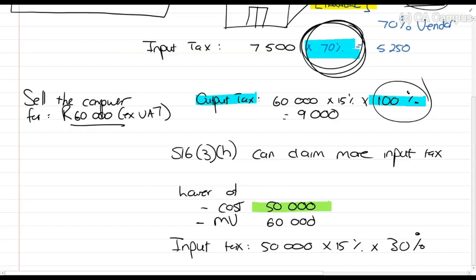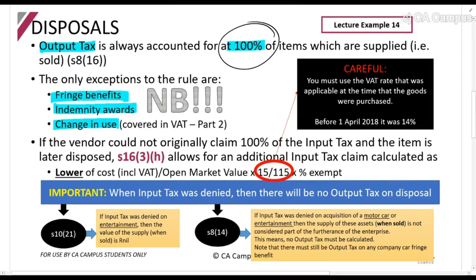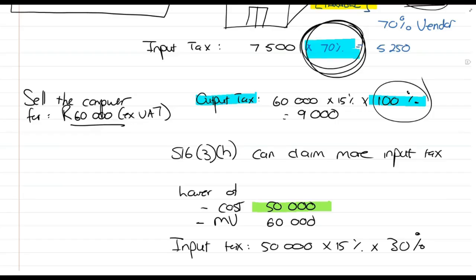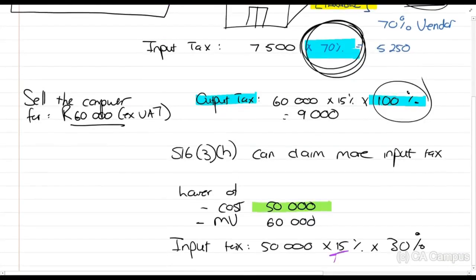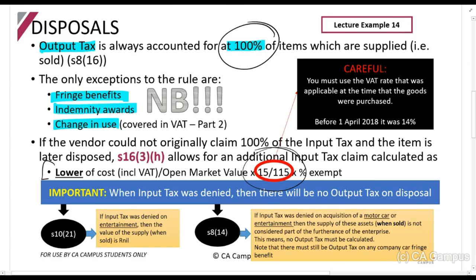Now guys, that is it in simple terms. Now you'll see here, I've used an example where we used the 15 over 115. That is just if you know that the input tax and the output tax were both at 15%. Be careful. If I bought this computer and that was 14%, then I have to be careful. Then I can only claim 14%, not 15% additional input tax. And you'll see that also in your lecture examples.